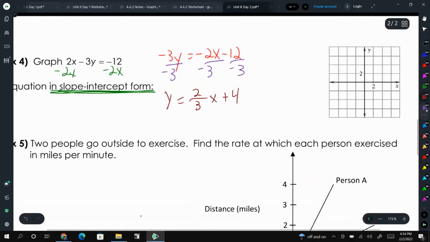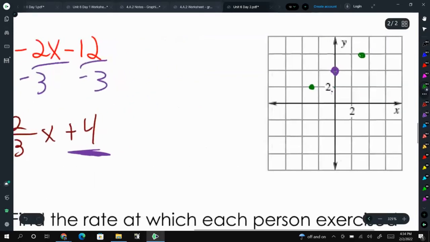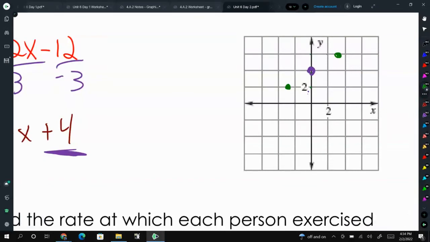Now that y is by itself, we can say that our y-intercept is going to be 0, 4. Notice we're going up by 2's. Now our slope is 2 over 3, so we're going to go up 2 and right 3. And we can go down 2 and left 3. And again, my x and y scale is going by 2's. So even though I went up 1 block, that really counted for 2 units. So my line is going to look like this.